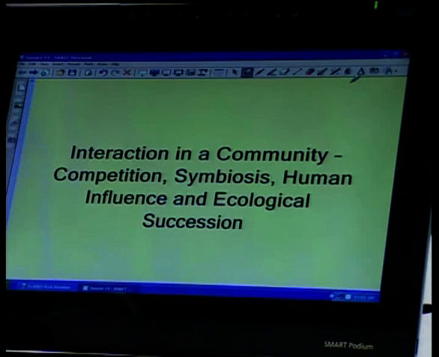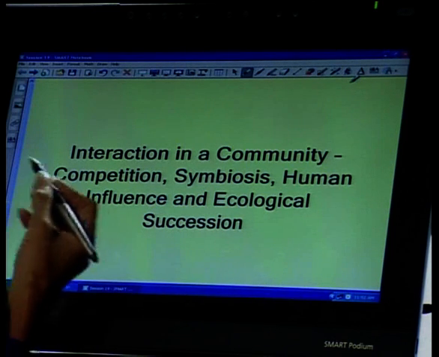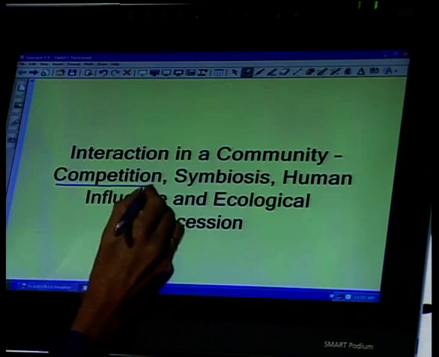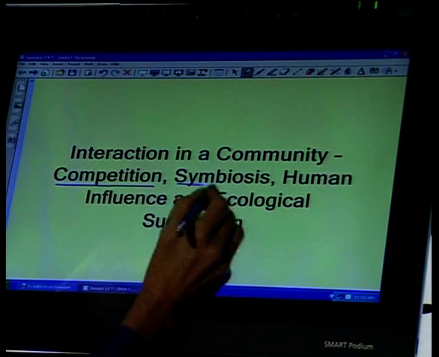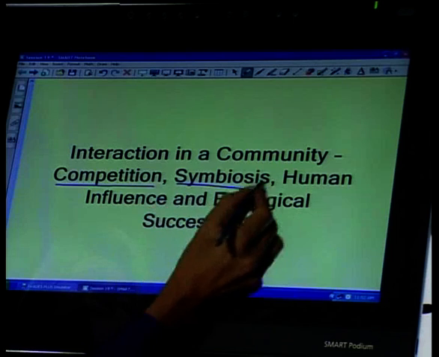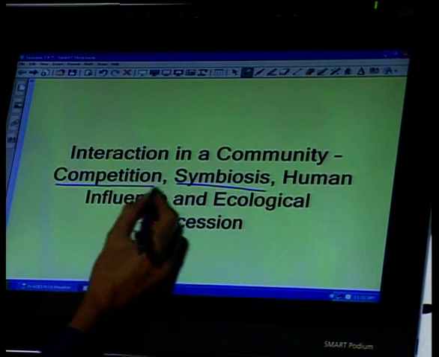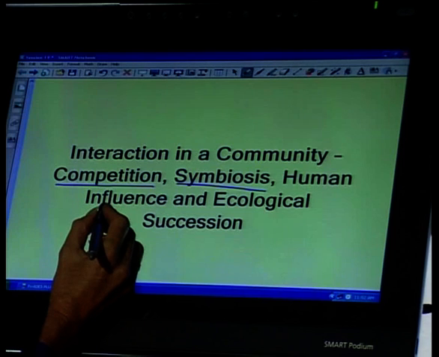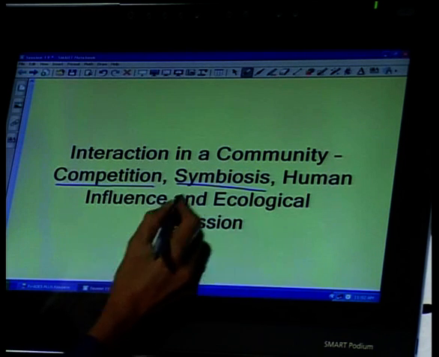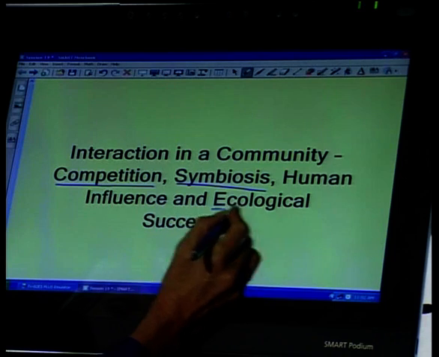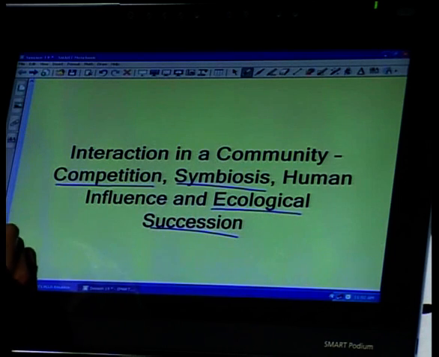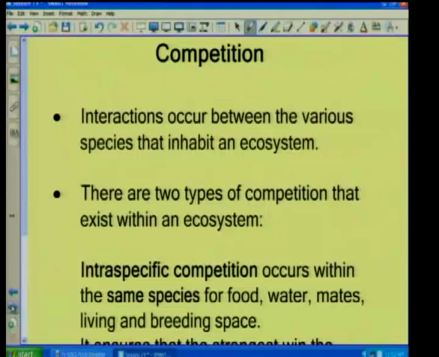First of all, we have the interaction in a community. We're going to be looking at competition specifically. We're going to be looking at symbiosis. Remember, that means living together. We're going to look at the human influence, which is quite bad, and the ecological succession. And this is a new one for all of you. So let's start with competition.